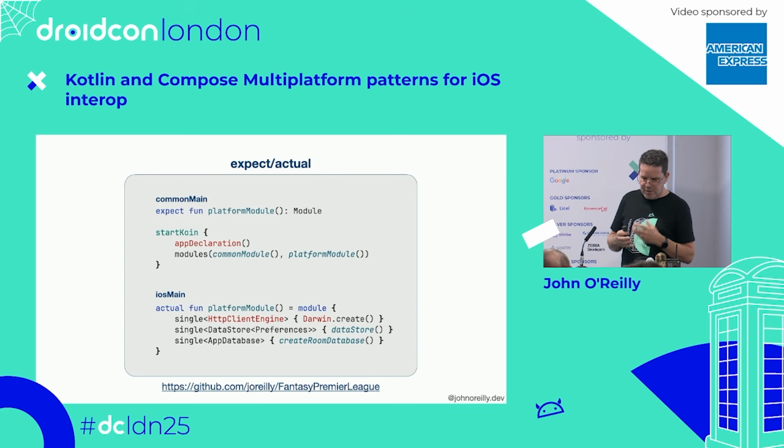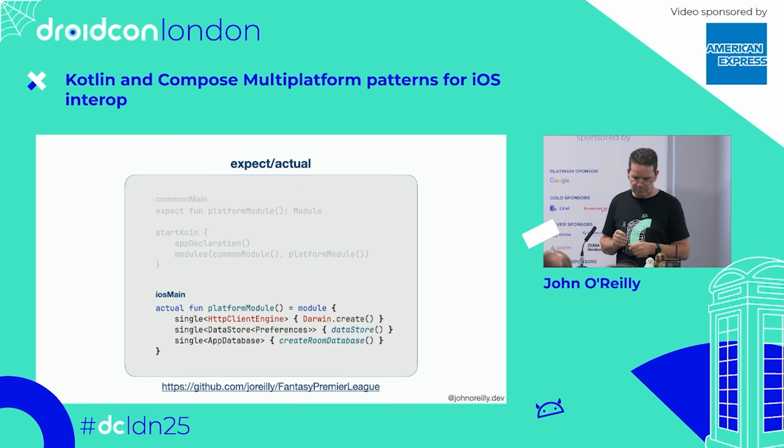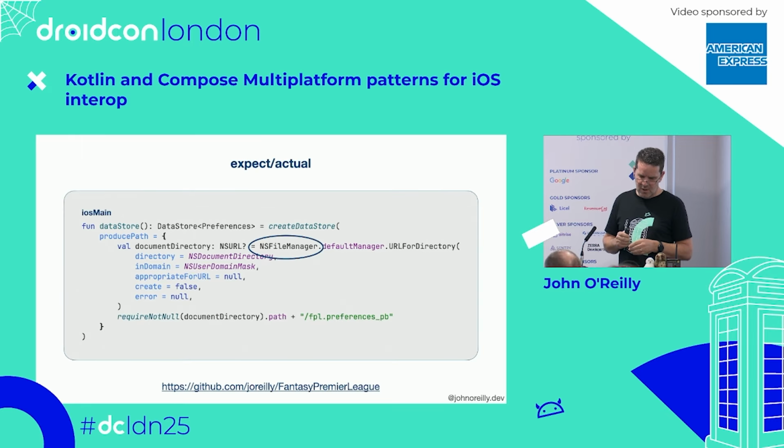Another expect/actual example, this time showing how we can create platform-specific dependencies when using the Koin DI framework. We have a common Koin module, and then a module specific to each platform, again using expect/actual. In the iOS case here, for example, we define platform-specific dependencies for Ktor, DataStore, and Room. And this is how that createDataStore, for example, is implemented for iOS. The specific details aren't too important, but just to note again that we have access to the likes of NSFileManager to allow us to interface with the iOS file system from Kotlin code in iosMain.